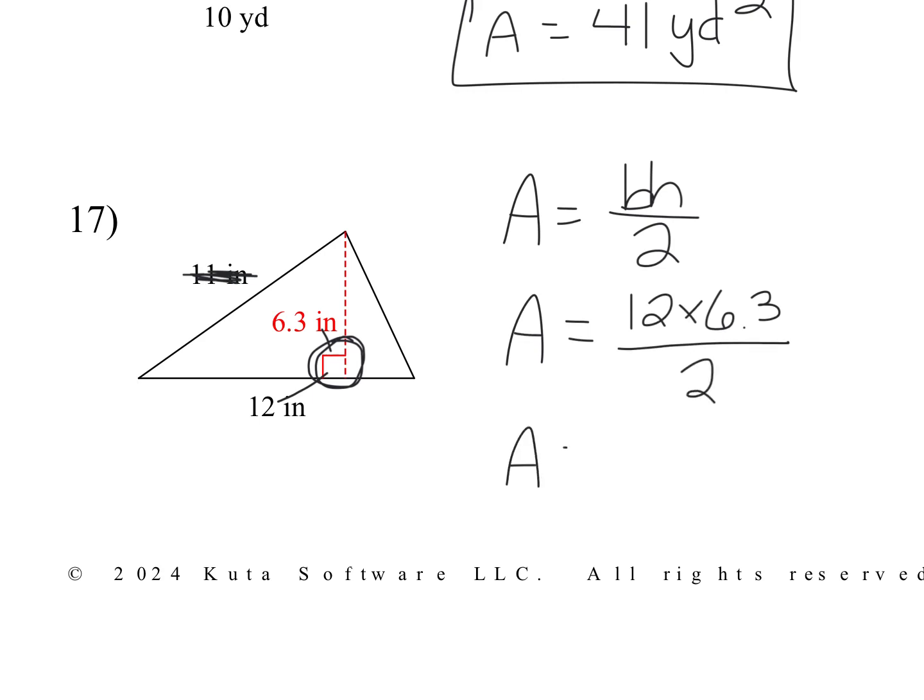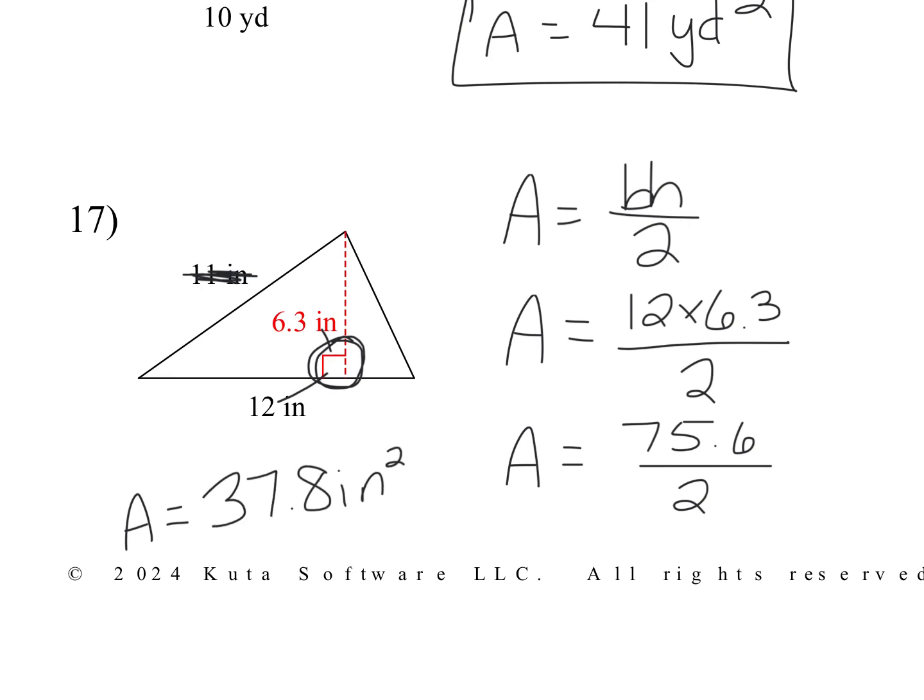What do I do first? Multiply. 12 times 6.3. 75.6. Last step. Divide by 2. Area is 37.8. 37.8 what? Inches squared. Good.